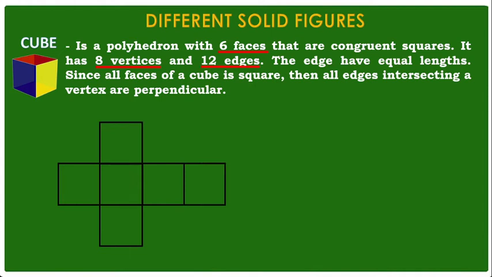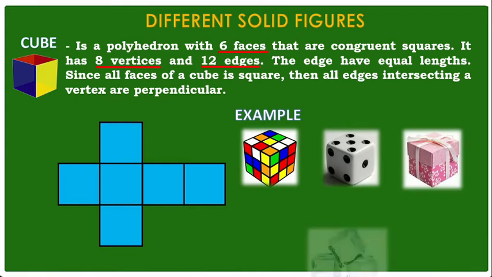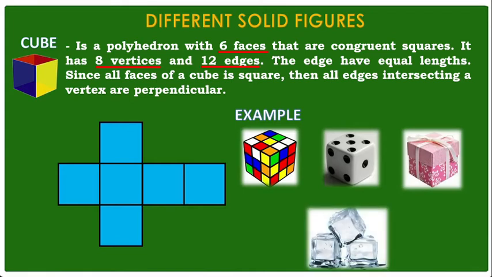This is one of the nets of a cube. As you can see, it has 6 congruent shapes: 1, 2, 3, 4, 5, 6. And when cut and folded, we create a cube. Here are some concrete objects that may resemble a cube: Rubik's cube, die, gift box, ice cube, and many more.